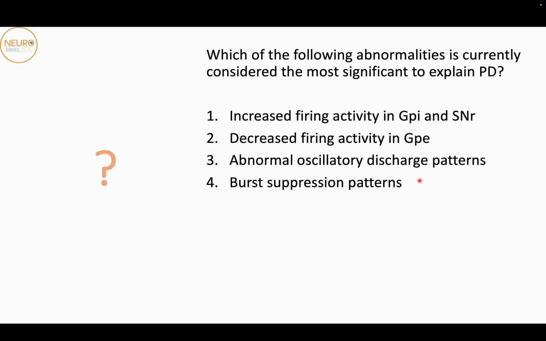Right, so if I had to say the one thing you should take away from this lecture, okay, there are definitely multiple things you should take away from this lecture, but if you were to take away one important thing, it is abnormal oscillatory discharge patterns. That is the current pathophysiologic mechanism for PD, and that is what we are also trying to target with DBS.